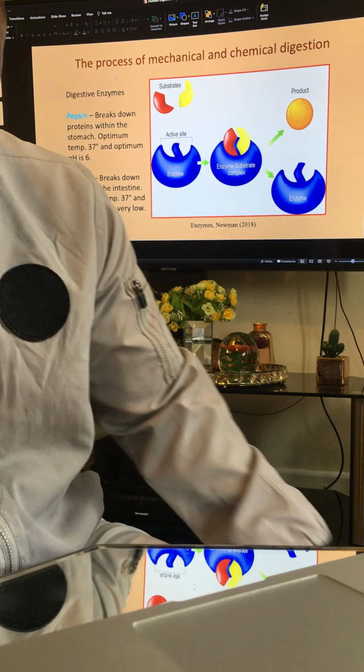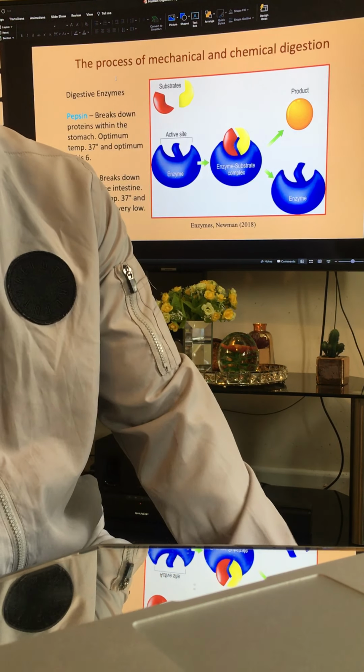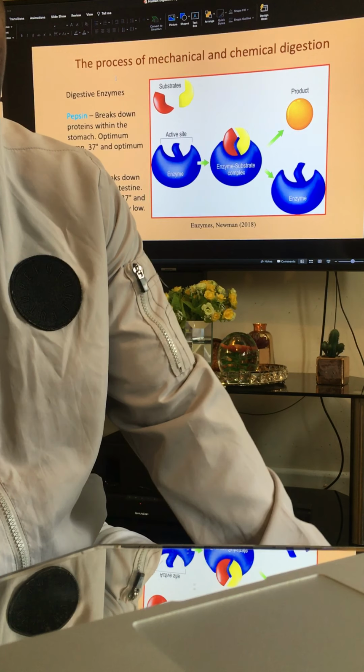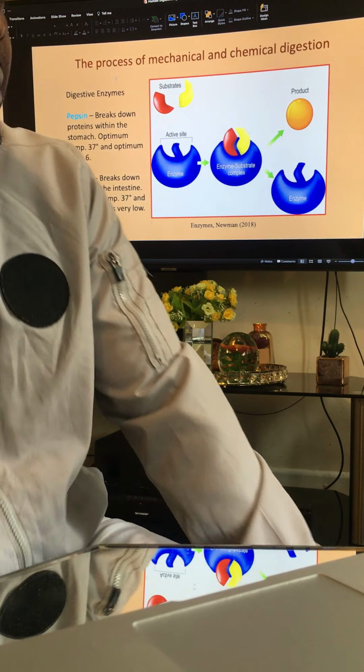The active site is a unique kind of shape which allows specific molecules to fit inside it. Once the reaction has occurred, the product leaves the active site, ready for another process.